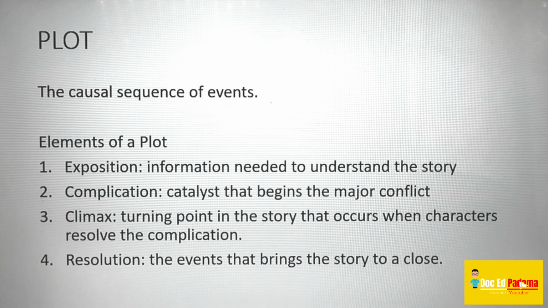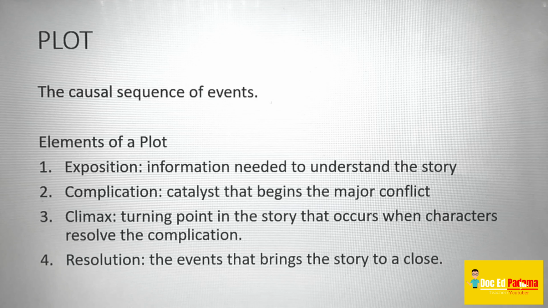So the exposition is the introduction of the events. It contains information needed to understand the story, the basic fundamental information needed in order to understand the story. The second is the complication. This is the catalyst or the one initializing the conflict of the story. So this is where the conflict starts, in the complication.